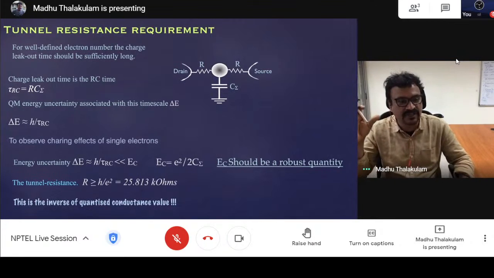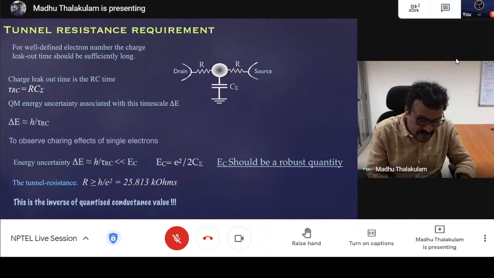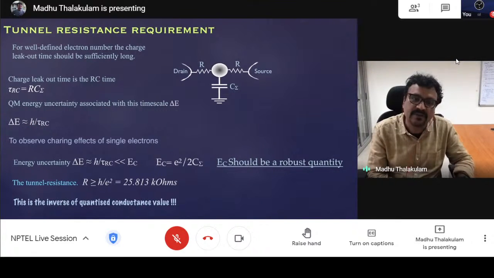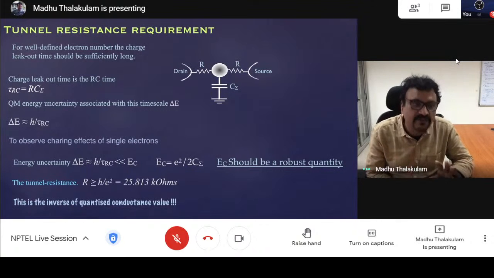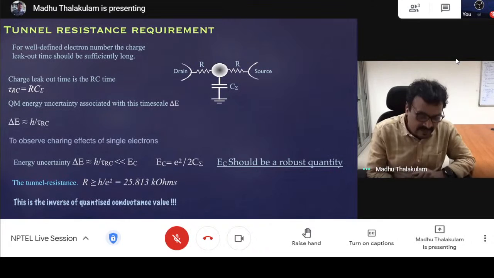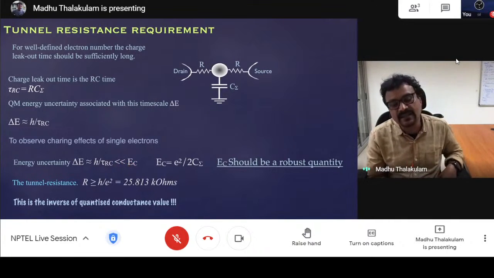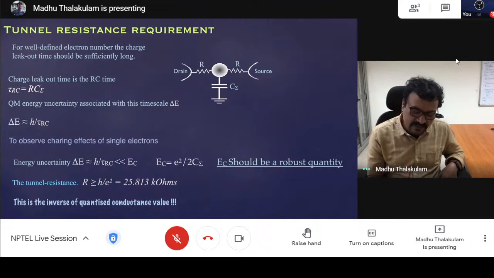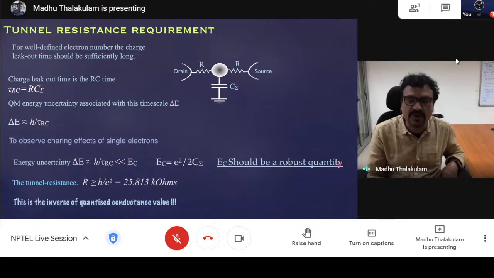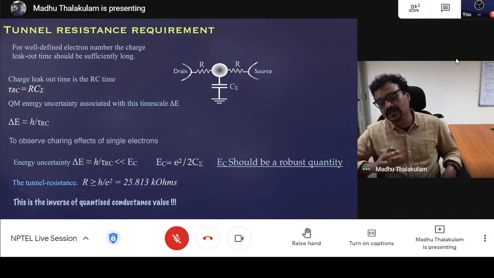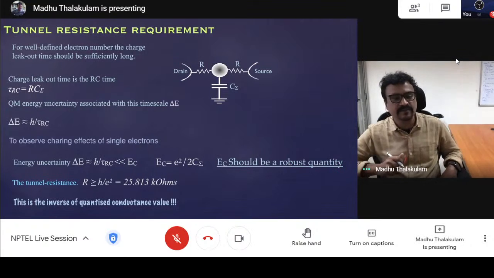Charging energy should dominate. So ΔE is given by h/τ_RC. That is the quantum mechanical uncertainty relation connecting energy and time. And the energy uncertainty, h/τ_RC, should be far less than the charging energy, where charging energy is given by this formula. So the point here is E_C should be a robust quantity compared to other energy scales in the system.